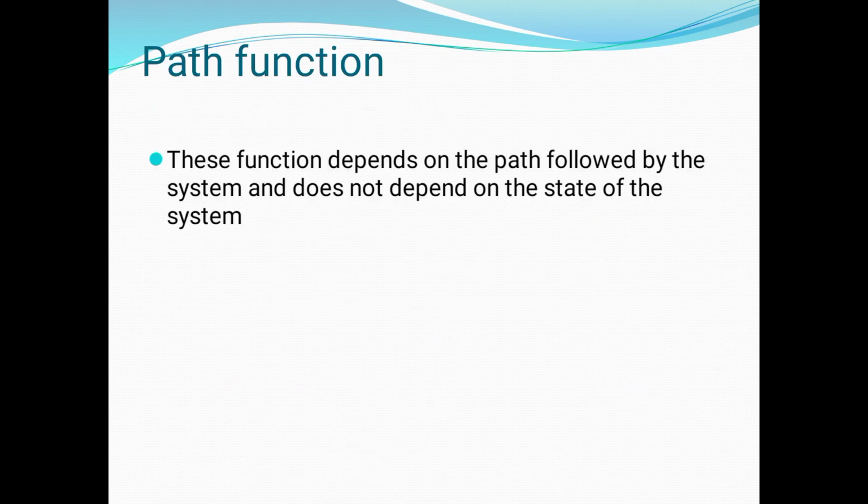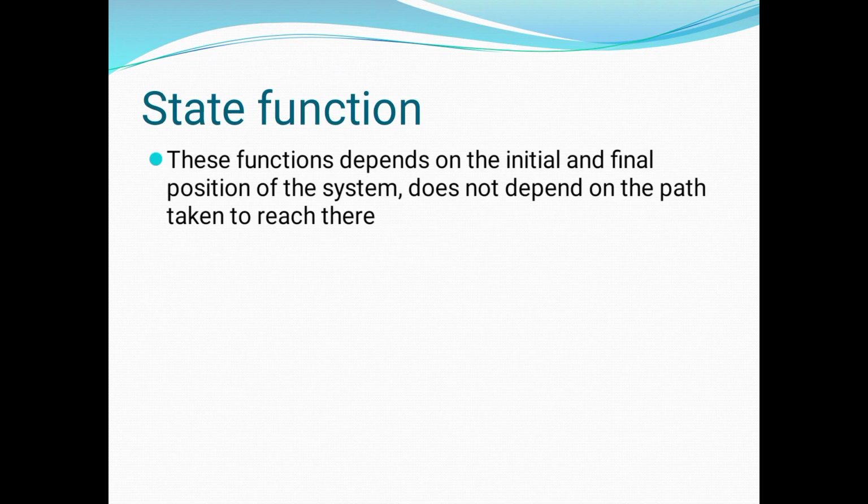Next we have path function. Now path function means something which will depend on the path you take. So these are the functions which depend on the path followed by the system and do not depend on the state of the system. Like you have work, heat. They all depend on the path followed. Whereas a state function is the one which depends on the initial and the final position and does not depend on the path taken.